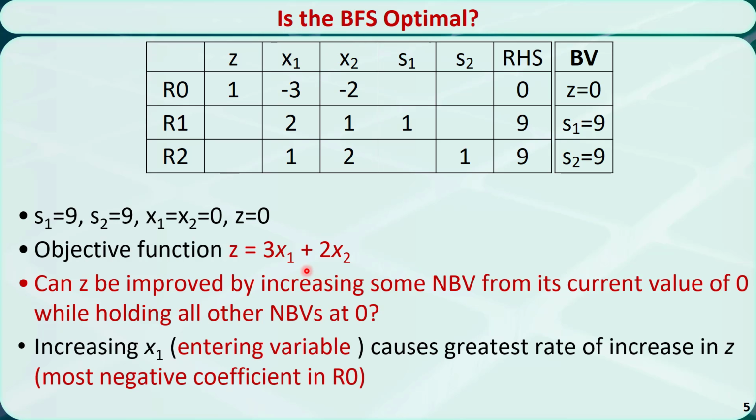Increasing x1 will cause a greater rate of increase of z. Let's check the Tableau. x1 has the most negative coefficient in row 0. If we increase x1 from 0 to a positive number, it will become a basic variable. Because it is entering the set of basic variables, we call x1 the entering variable.